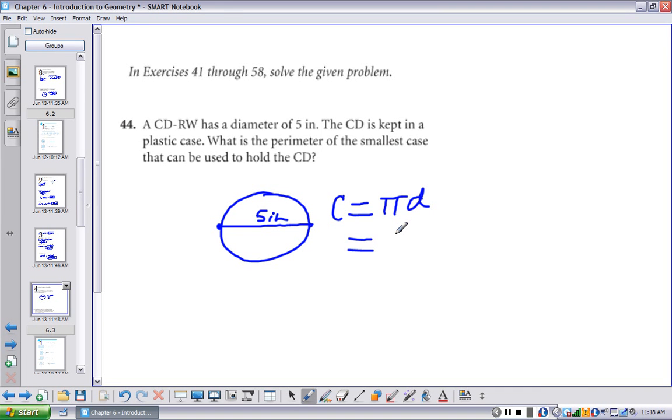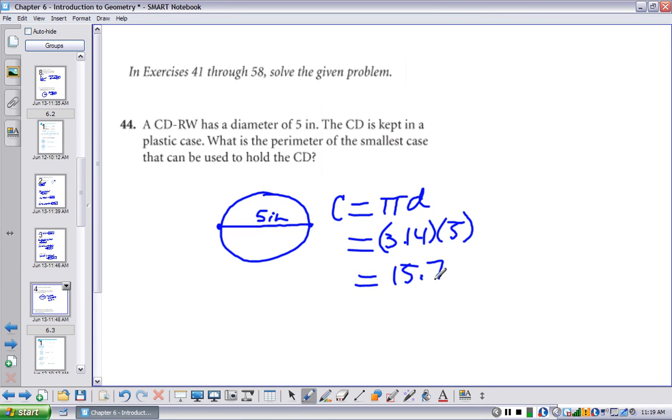So pi is 3.14, d is 5. Now, this is going to be the circumference of the CD itself. The case has to be a little bit bigger. 3.14 times 5 is about 15.7.